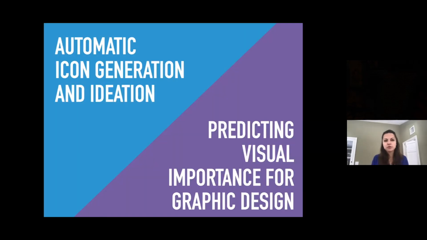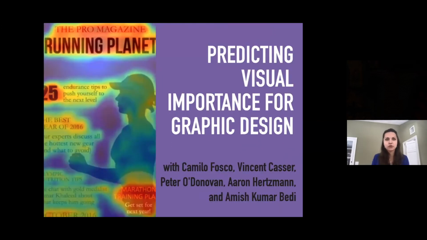So what I'm going to do with the rest of the talk is really go deep into two projects that I've worked on recently in the space of design automation. And we'll see how those examples of tedium reduction and design iteration come into play in these projects. So I'm going to start with a project about predicting visual importance for graphic design.